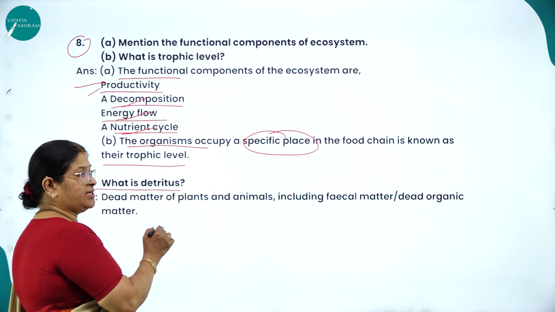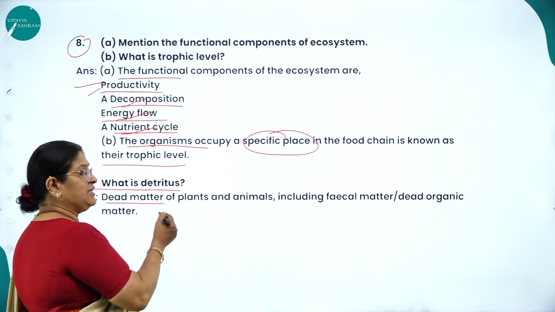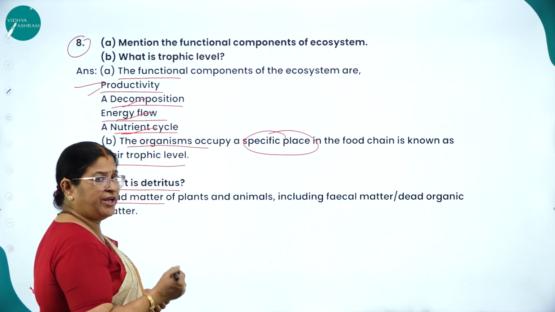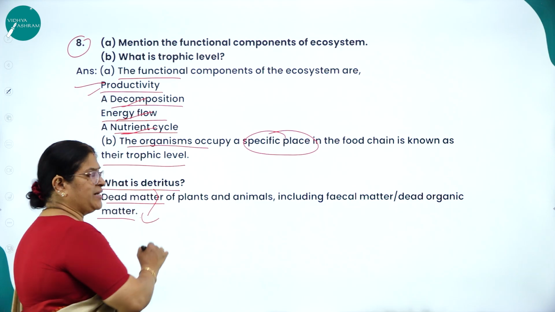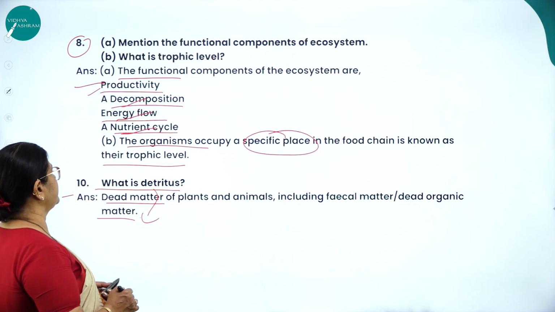Next, what is detritus? Already I told detritus is nothing but the dead matter of plants and animals, including fecal matter, dead organic matter. In simple words, dead organic matter is called detritus.